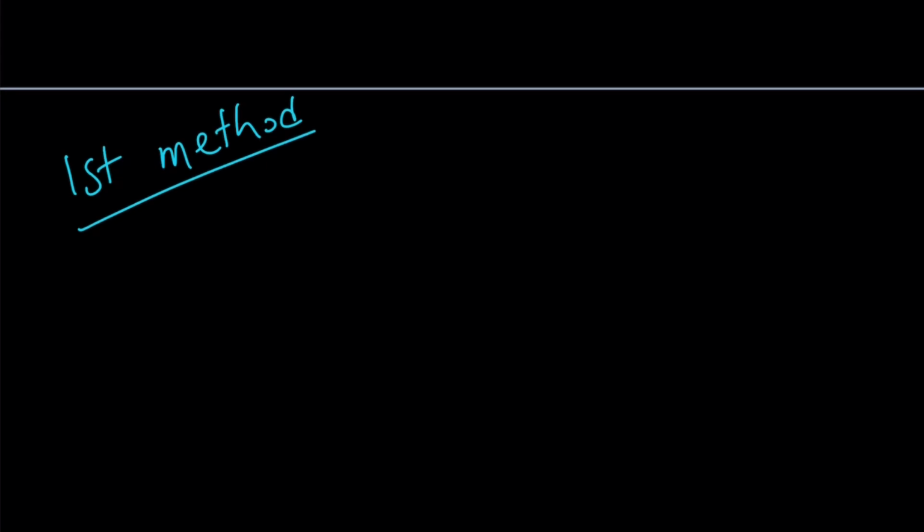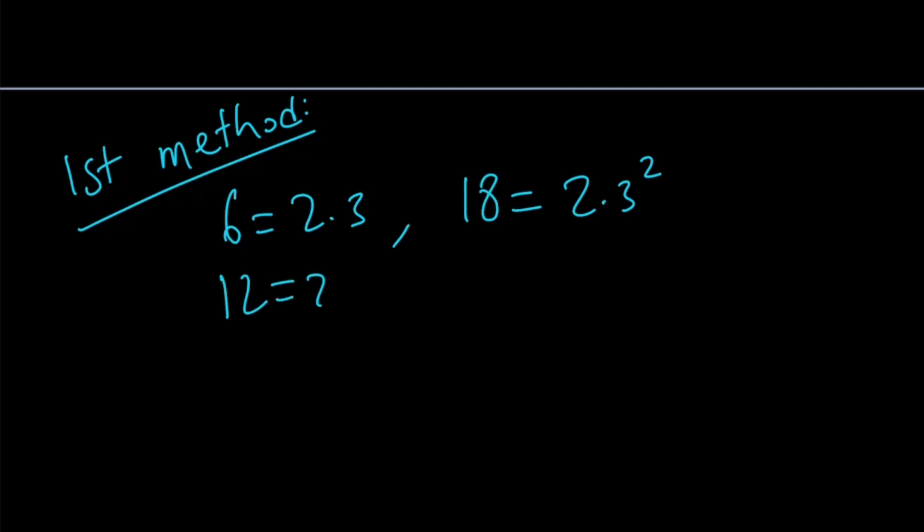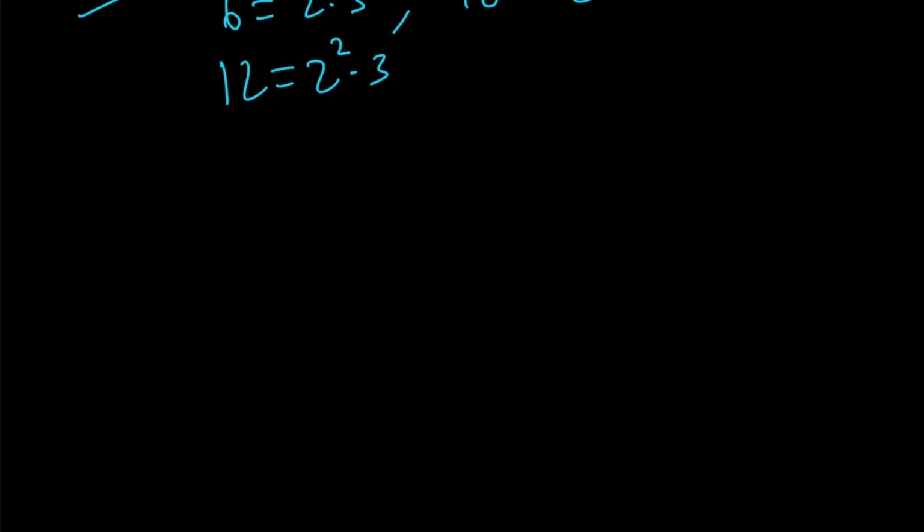So for my first method, here's my plan. I want to write everything in prime factorization form. So 6 can be written as 2 times 3. 18 can be written as 2 times 9, which is 2 times 3 squared. And then I have a 12 that can be written as 2 squared times 3. Okay, so I only have 2's and 3's, which is nice. So let's go ahead and replace 6 with 2 times 3, raise it to the power x, and that equals 18, which is 2 times 3 squared.